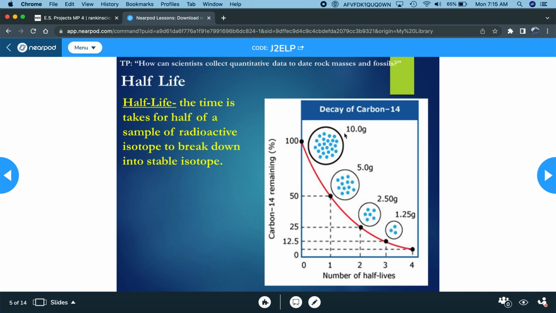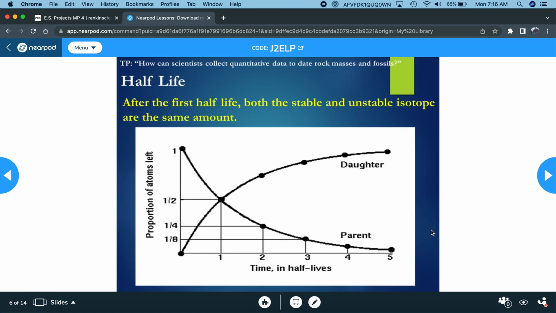All right, here they give you grams, right? So 10 grams was the original substance. If 5 grams is now still left over, that means that there's still 5 grams that decayed into the stable isotope. 2.5 grams is still remaining. That means that 7.5 grams has decayed. So at the first half-life, you will always have the same amount.